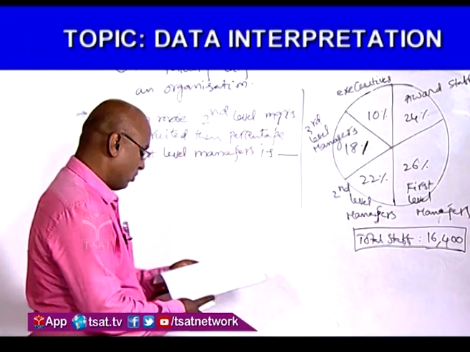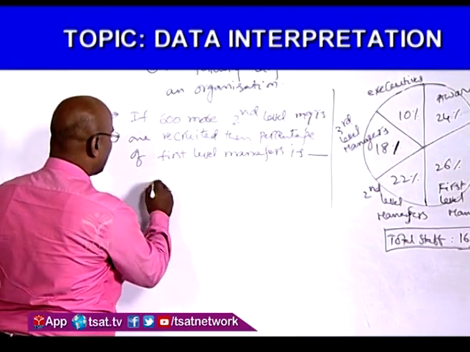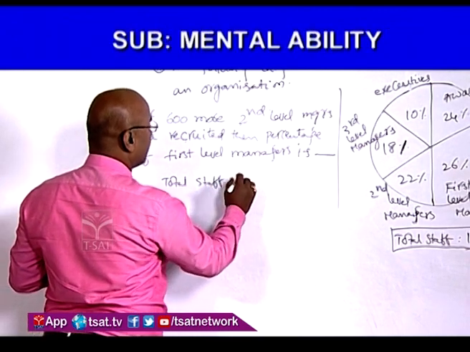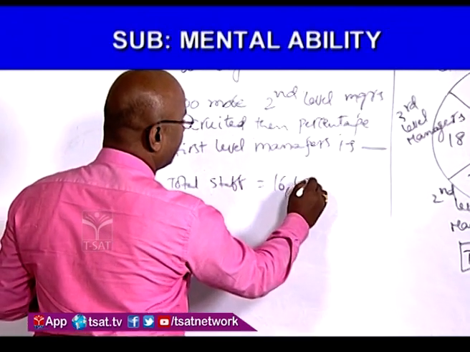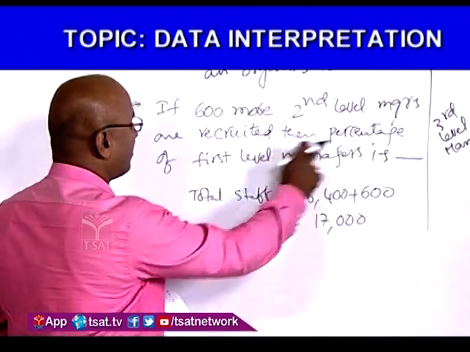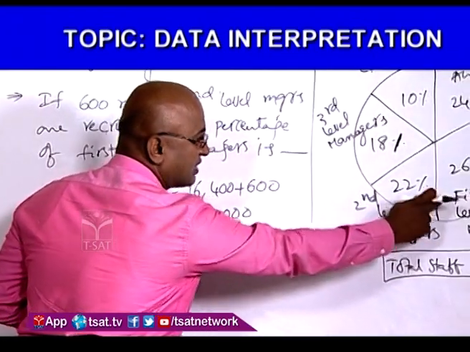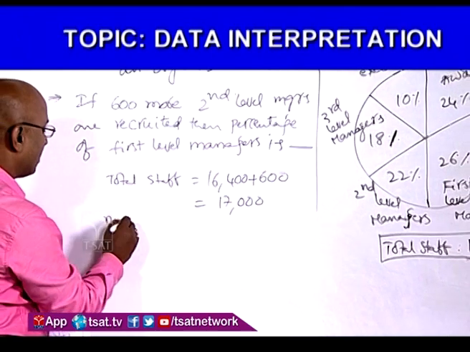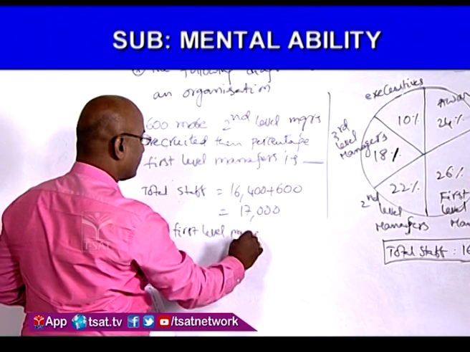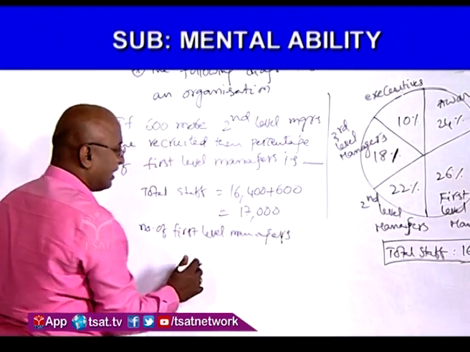Got it? Now, if 600 more second level managers are recruited, then the total staff of the organization is 16,400 plus 600, that is equal to 17,000. What we have to find? The percentage of the first level managers. First of all, we have to find out the number of first level managers. So, what is the number?